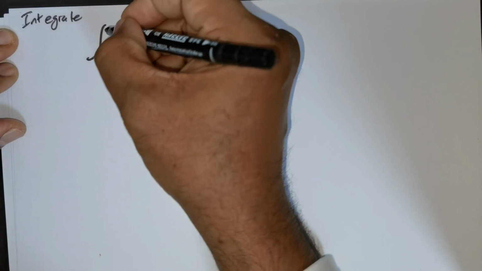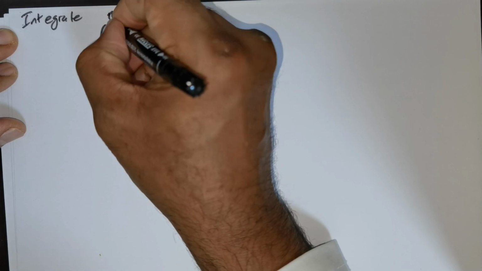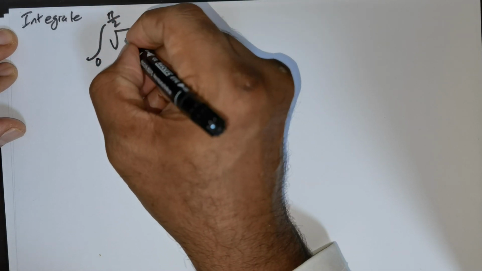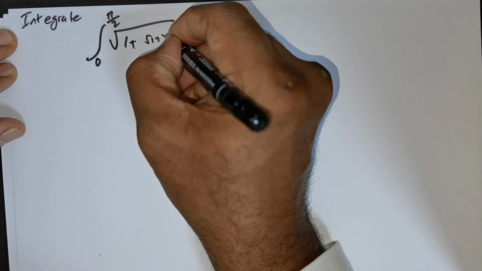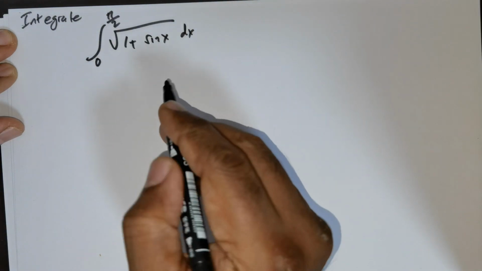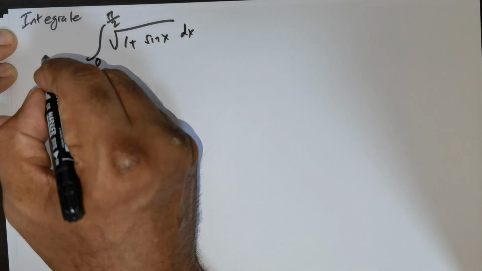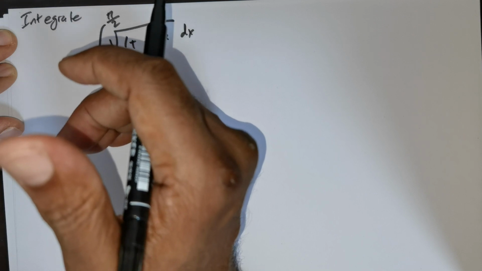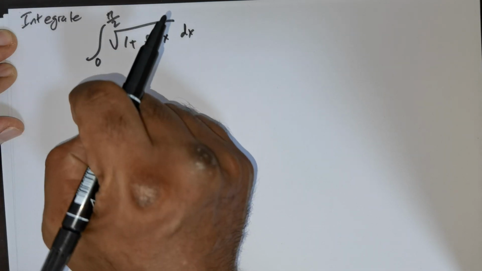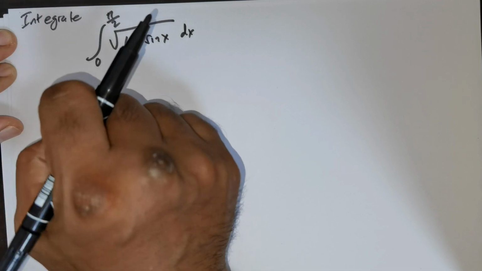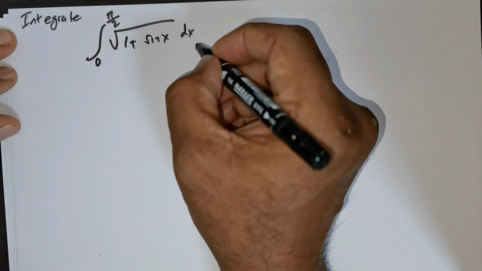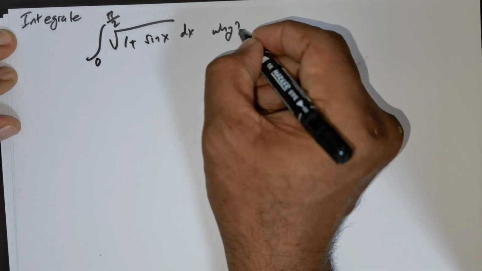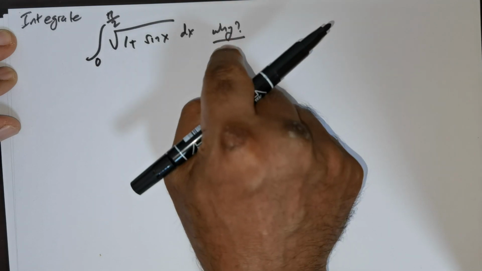We are expected to integrate the integral from 0 to pi over 2 of the square root of 1 plus sine x times dx. Now, this looks to be simple, but there is one particular place where it is imperative that the clear stating of the rules is a must. In other words, you have to state why you are doing that. Okay, that is important. Now, this is a very important question. Why?